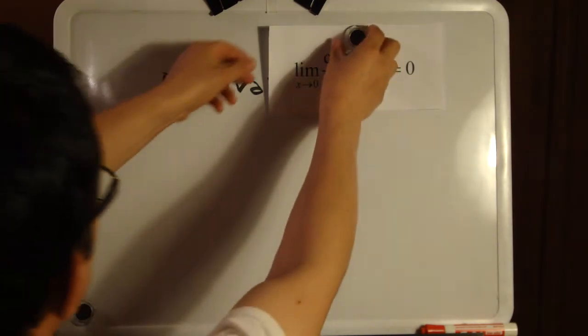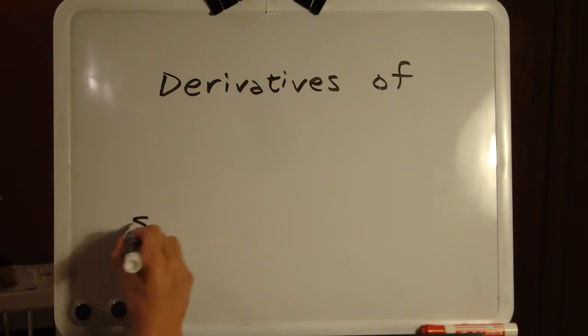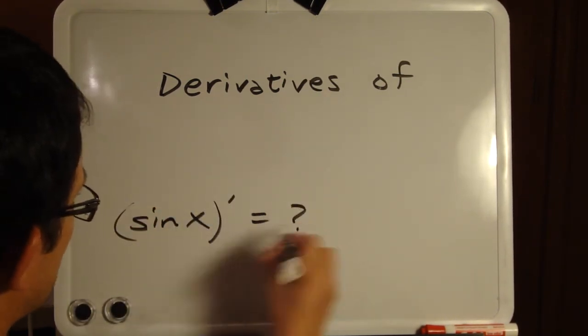Okay, so the main event here is to figure out what is the derivative of the sine function, or what is the derivative of the cosine function. So we're really going after something like this. So what is this equal to?